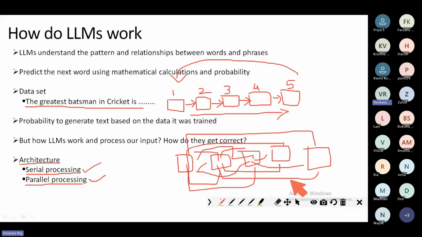All this happens mathematically, guys. I'm trying to represent it pictorially. In parallel processing, it is very unlikely that it will forget the reference to the previous tokens. That is why the processing, analyzing and interpreting is better in parallel processing. Clear, all of you? So, serial processing and parallel processing. Because of the demerits in serial processing, we have parallel processing.